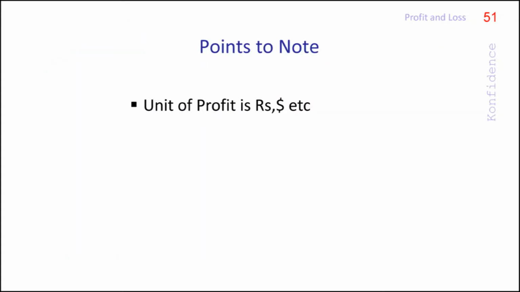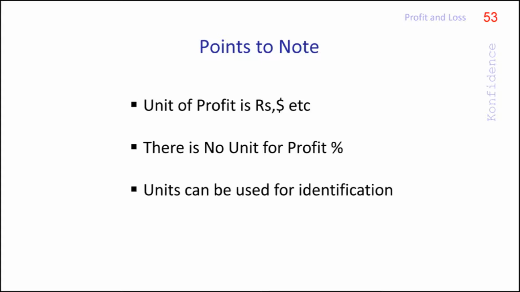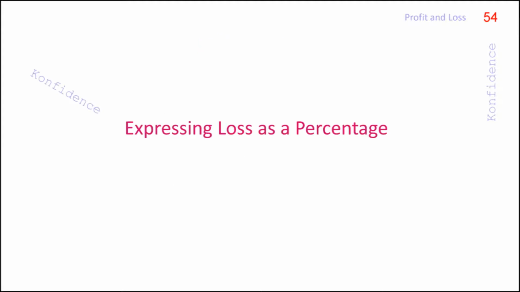The unit of profit will be currency like rupee, dollar, etc. There is no unit for percentage profit. The most common mistake that students do with these problems is to interchange between absolute profit and percentage profit. Here is where the unit of profit will come into play. If you see a unit, it has to be absolute profit.